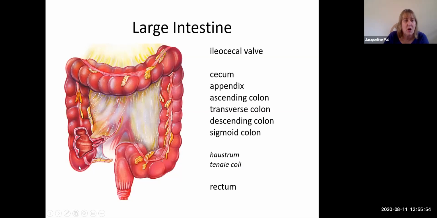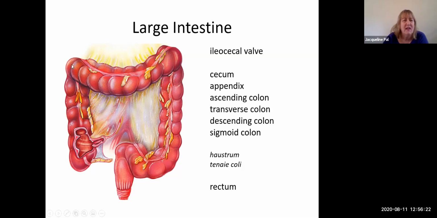The portion of the large intestine which hangs below that level is called the cecum, and hanging off the cecum is the appendix, or the vermiform appendix. From there, fecal flow will go up the right abdominal wall in the ascending colon until it reaches the liver, and then it goes across the abdomen to the left upper quadrant. And although a lot of pictures show it straight across, it sags.